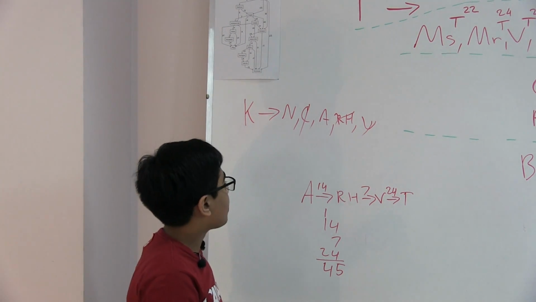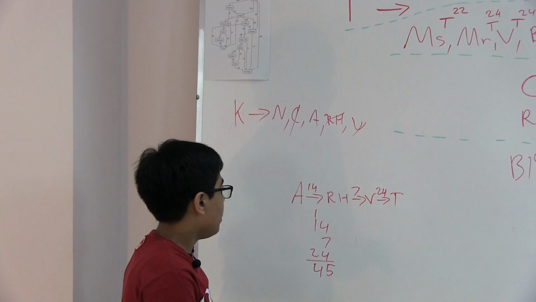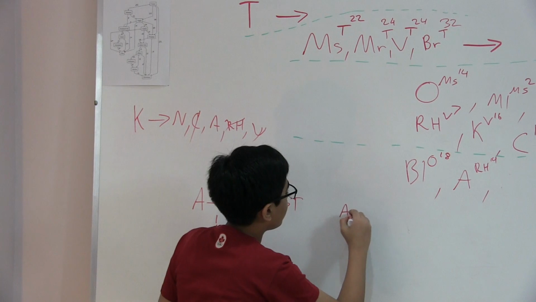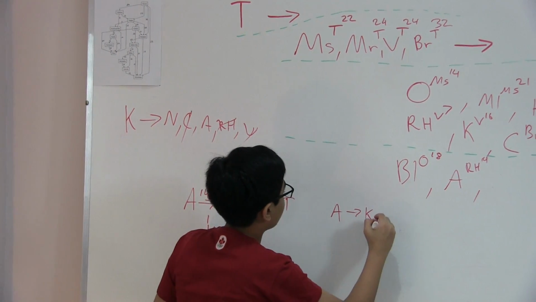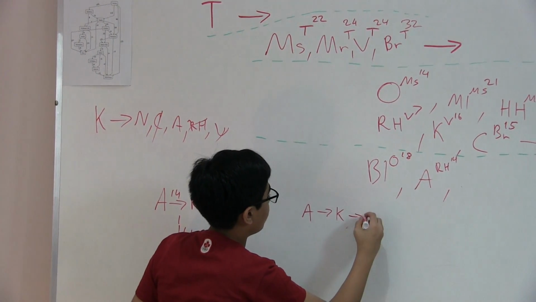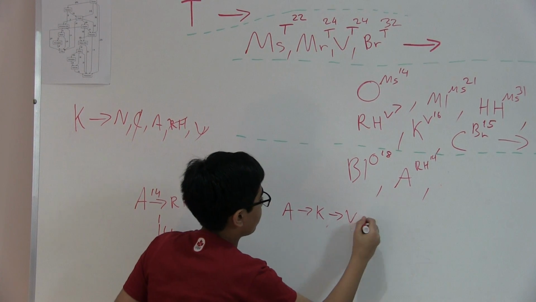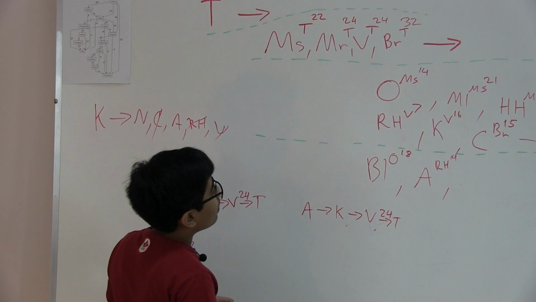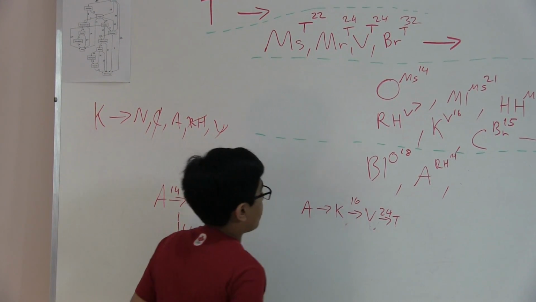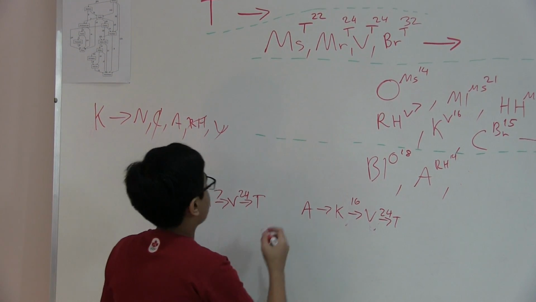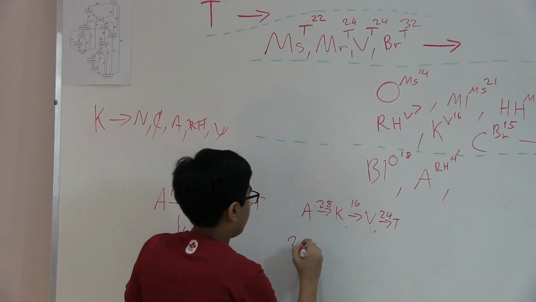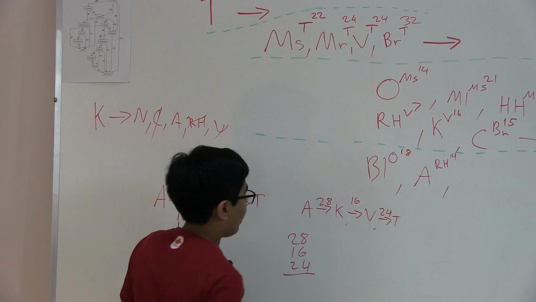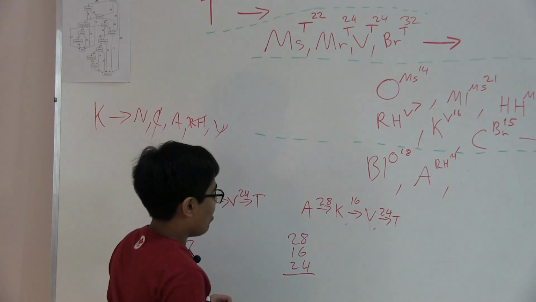However, let's just say we were to replace the Richmond Hill with King. What would happen is we would be going from Aurora to King, and then from King, we would be going to Vaughan, and then from Vaughan, we would be going to Toronto. Vaughan to Toronto is 24 kilometers, King to Vaughan would be 16 kilometers, and then Aurora to King would be 28 kilometers. So, if we were to add 28, 16, and 24, as you can quite obviously tell, it would be way, way higher.